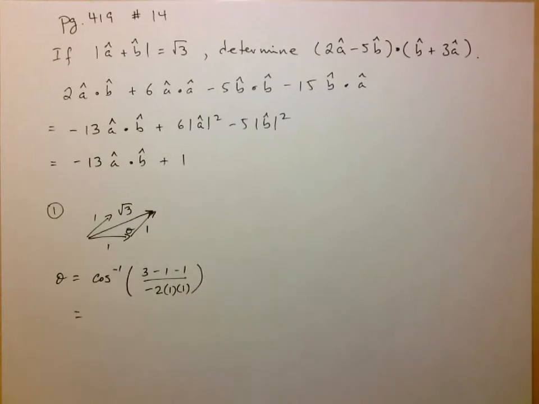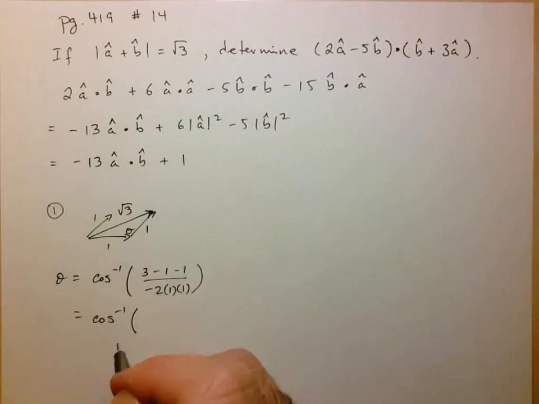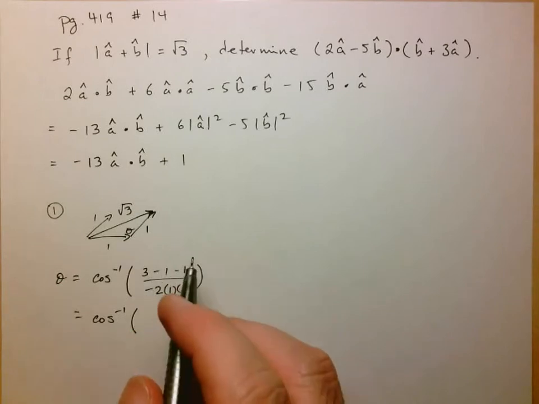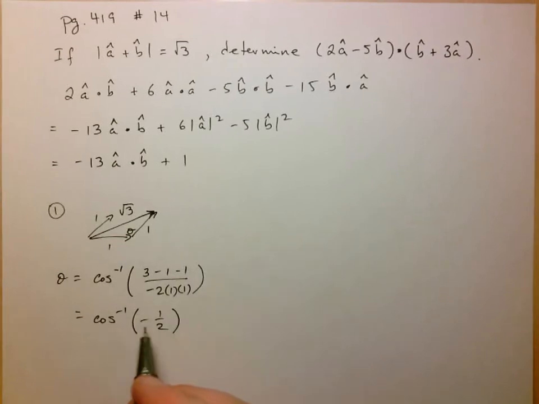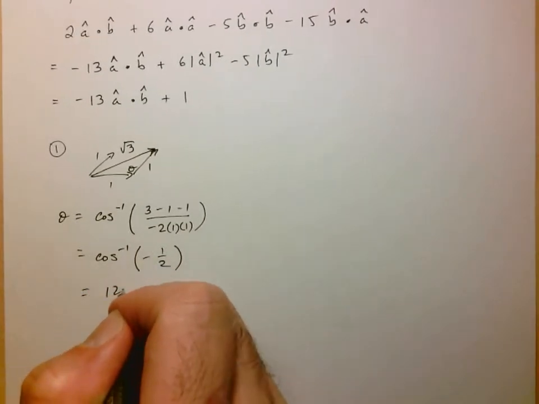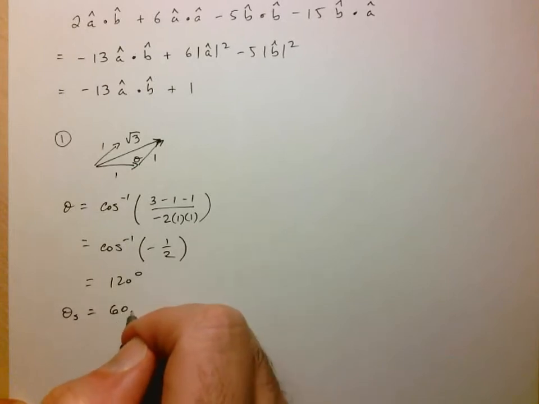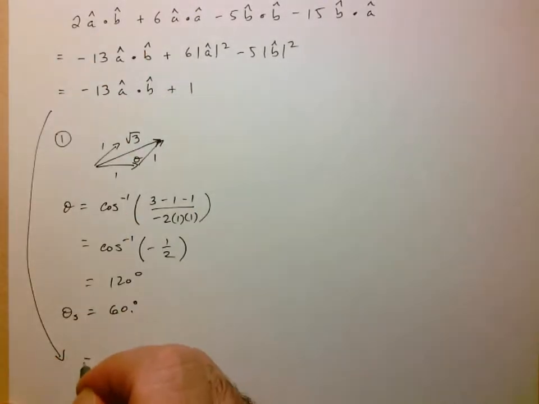And what we have here is cos inverse of 3 minus 2 is 1 over 2, negative 2, so negative 1/2, and cos inverse of negative 1/2, you can check it with your calculator, but we've done this many times, is 120, and of course the angle we're looking for is the supplementary angle, which is 60 degrees. So that's the angle between the vectors, and so from there we can finish off that expression.